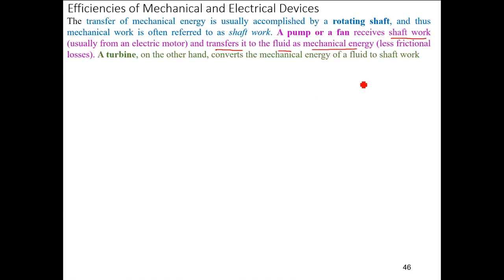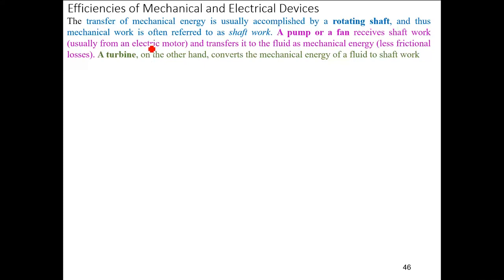And how is the mechanical energy increased? It could be in the form of elevation, which is Z. It could be in the form of velocity, which is V, or it could be in the form of pressure, which is P. All the three components can contribute towards the increase in the mechanical energy of the fluid. Clear enough? Yes, sir. All right.